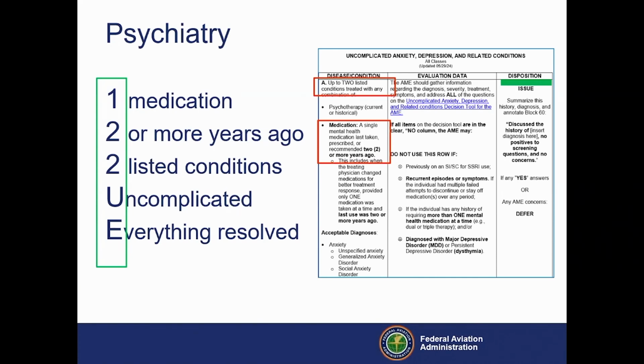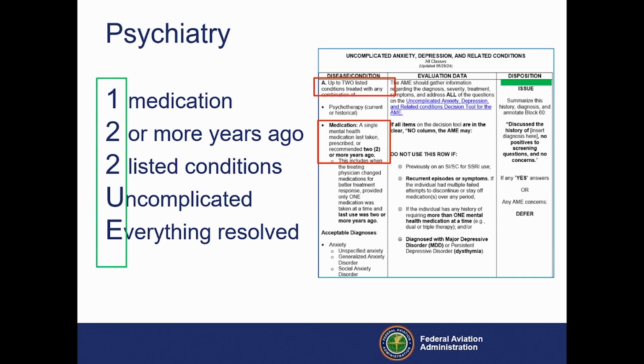And of course, they had to have been treated. That's the key. That's another big key takeaway of this uncomplicated anxiety, depression, and related conditions disposition is that they sought treatment and received treatment. We're not asking you to evaluate necessarily the quality of the treatment. They had to have received some benefit, but we're not asking you to chase down the diagnosis.